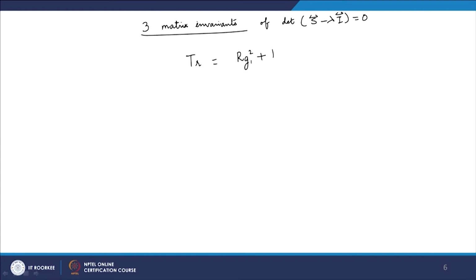Okay. So it turns out that the characteristic equation that I just showed you contains 3 matrix invariants, of which the first one is my trace, which is defined as Rg1 square plus Rg2 square plus Rg3 square.